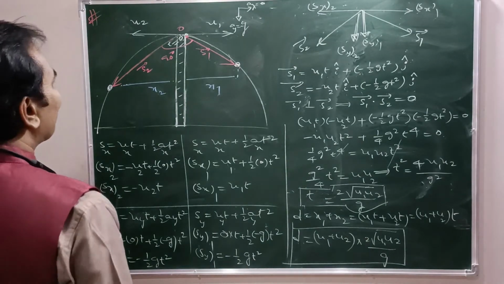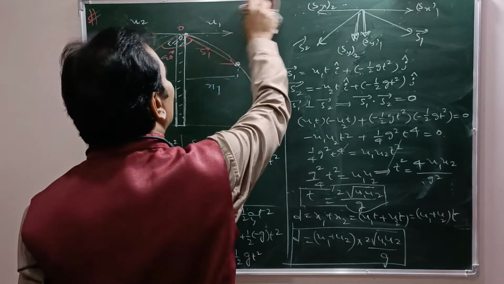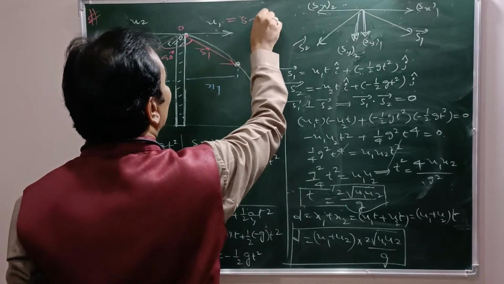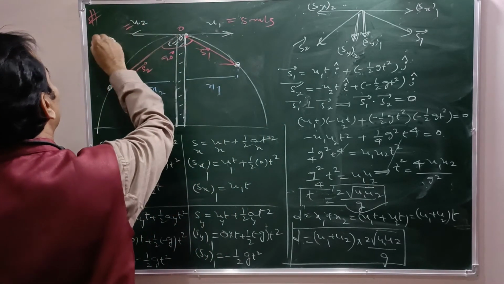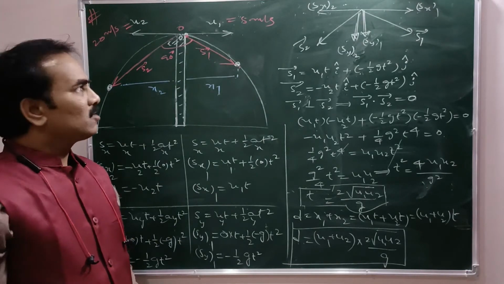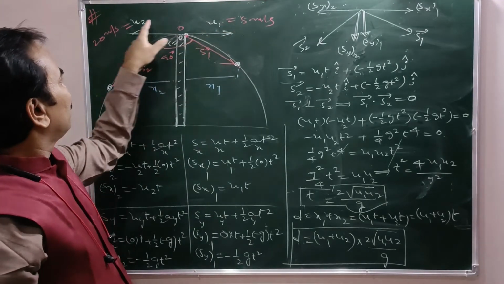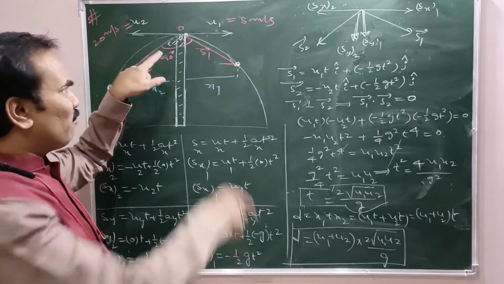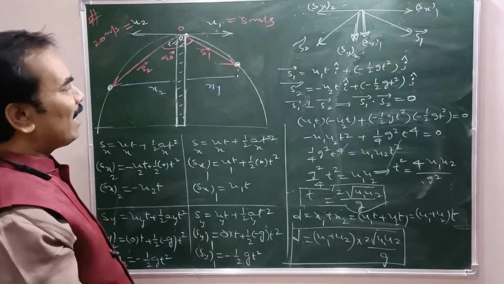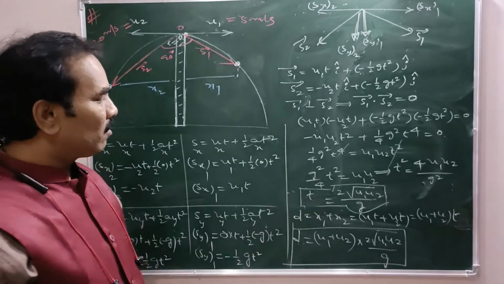Coming to the numerical, suppose u1 equals 5 meters per second as in the previous case, and u2 is 20 meters per second. These two projectiles are projected simultaneously and horizontally with 5 meters per second and 20 meters per second, moving opposite to each other from the top of a vertical tower. Now find the time after which their displacement vectors become perpendicular.